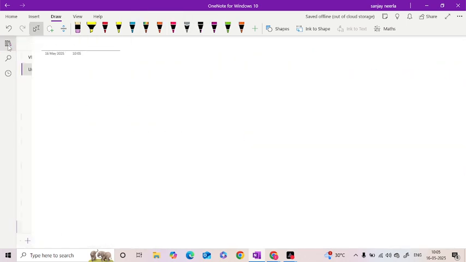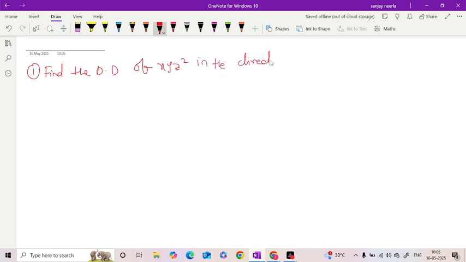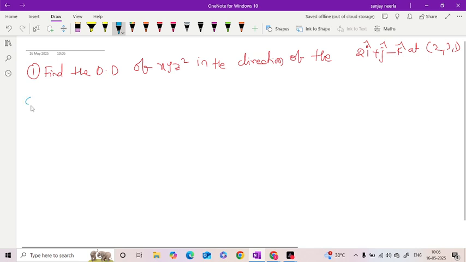The first one, question number 1. Find the directional derivative of x y z square in the direction of the vector 2i plus j minus k at the point 2, 3, 1. So in the given problem, what is f? f is equal to x y z square.